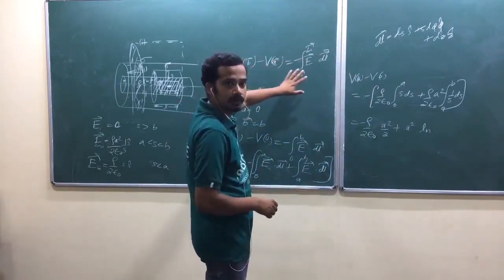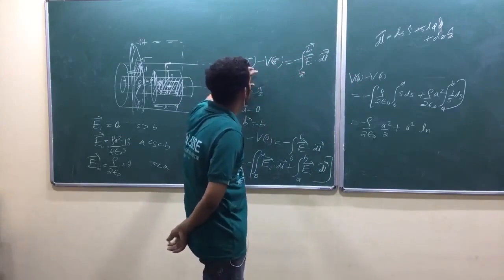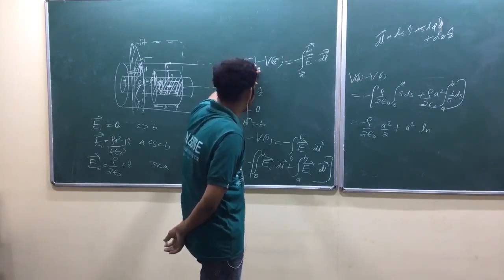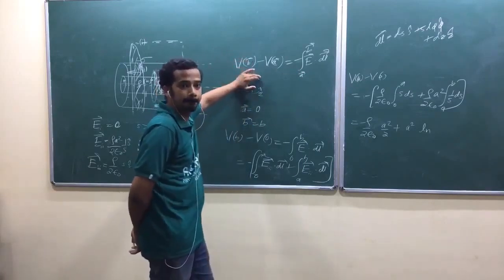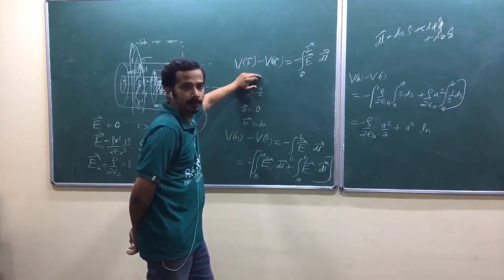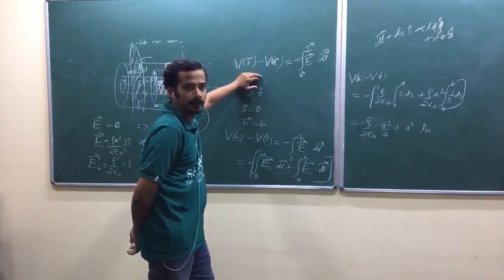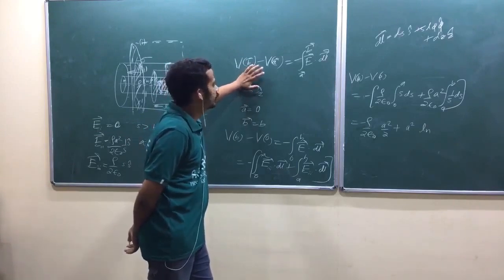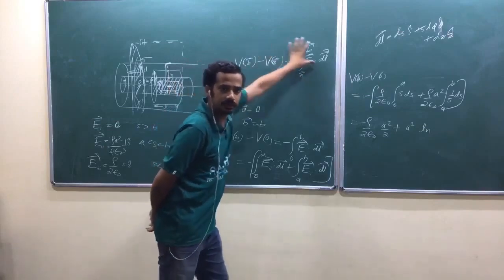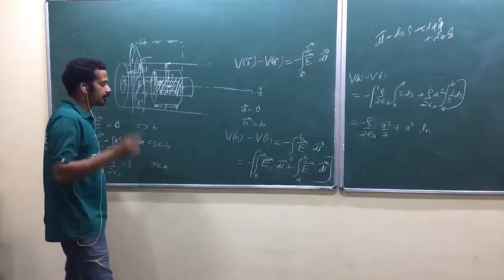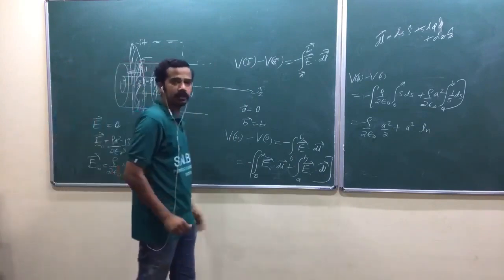Here in this formula. Wait. What happened? Yeah. Vb minus Vi is equal to integral a to b. Is this? Yeah, definitely. I have taken like that while doing the integral.